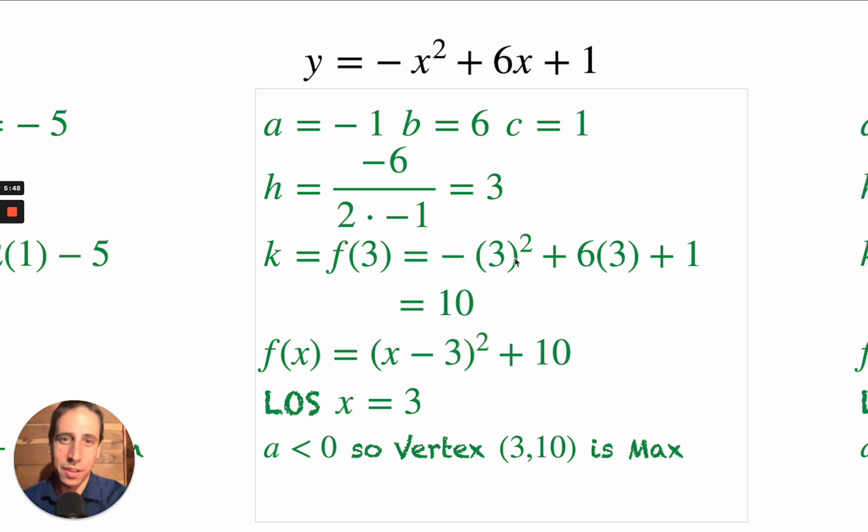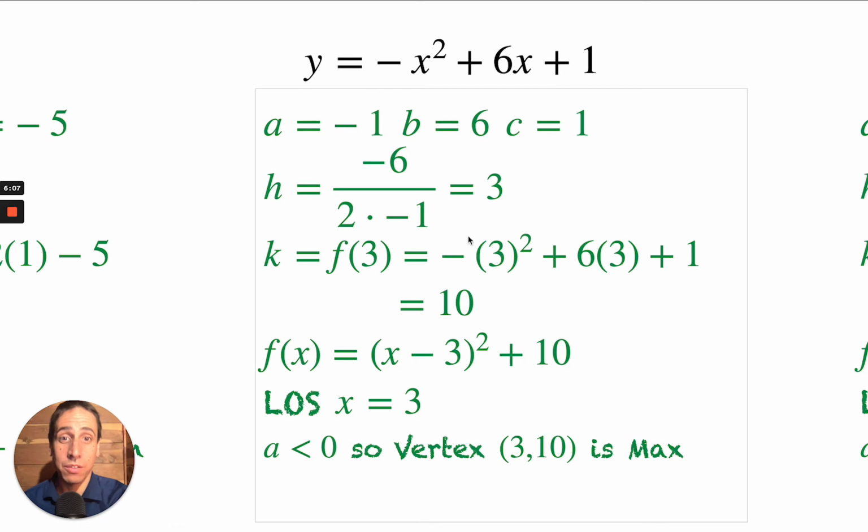To fix that, because I forgot the negative right here. When you plug 3 in, you get negative 3 squared, plus 6 times 3 plus 1, which is actually 10, not the number you saw from before. And so then, therefore, k is equal to 10.